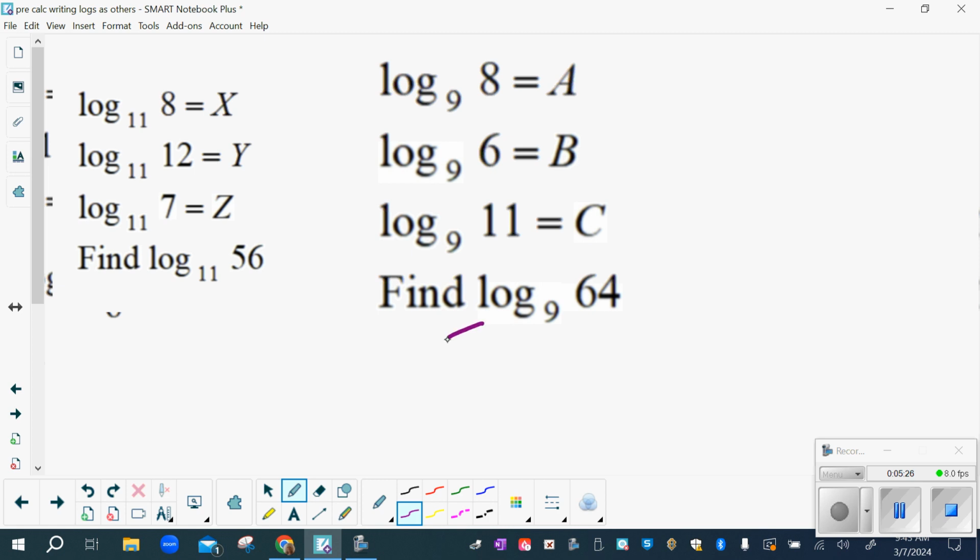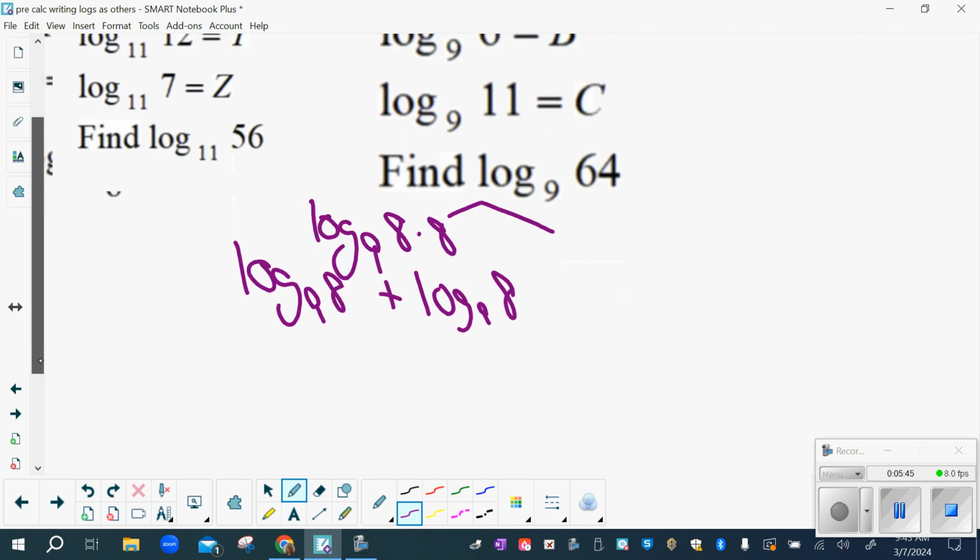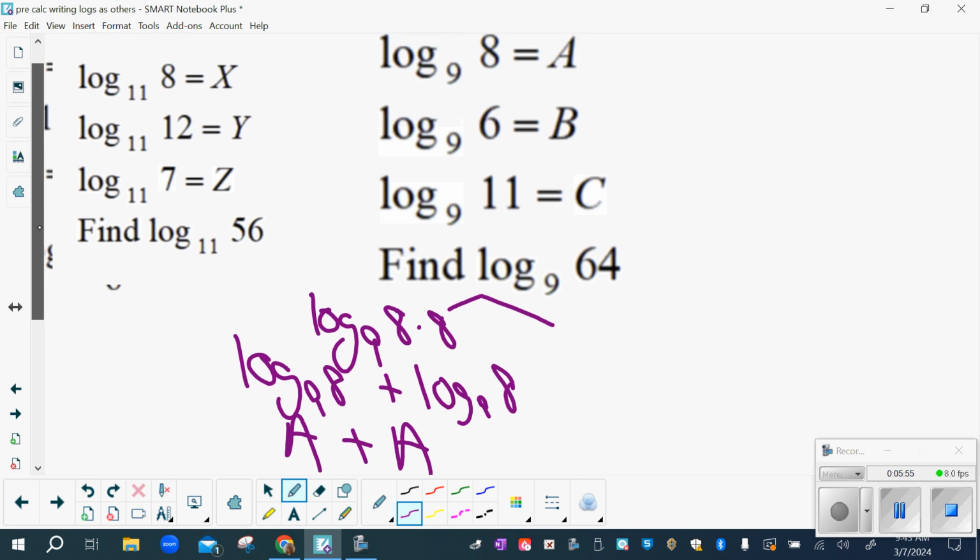So here are the two different ways you can do it. If you like multiplying, you can make this log base 9 of 8 times 8, which is log base 9 of 8 plus log base 9 of 8, and the 8 is an A. So you could say A plus A. That is awesome. Or put them together, 2A. But what if you are like me and you don't like doing that much writing? And you want to do this. Log base 9 of 8 squared.